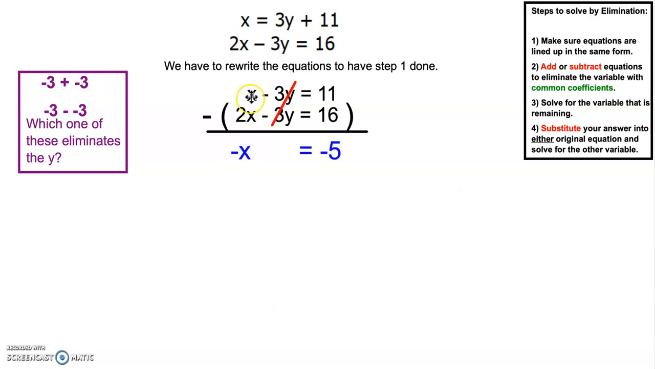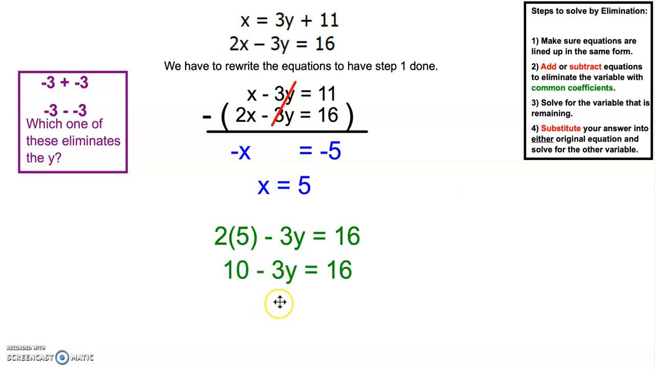So when we subtract, we have x minus 2x, which is a -x, 11 minus 16, which is a -5. We have to get rid of the negative so that x is a positive 5. Use one of the equations to solve for y. 2 times 5 minus 3y equals 16. So 10 minus 3y equals 16. -3y is 6, so y is a -2.